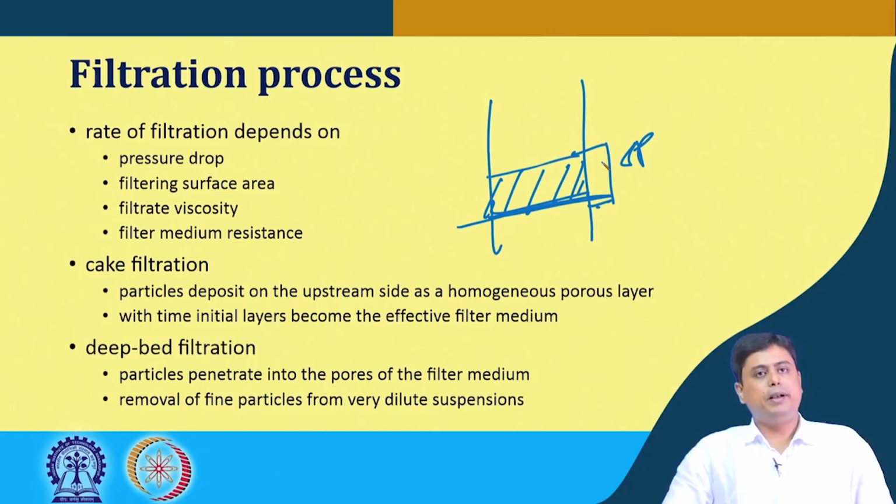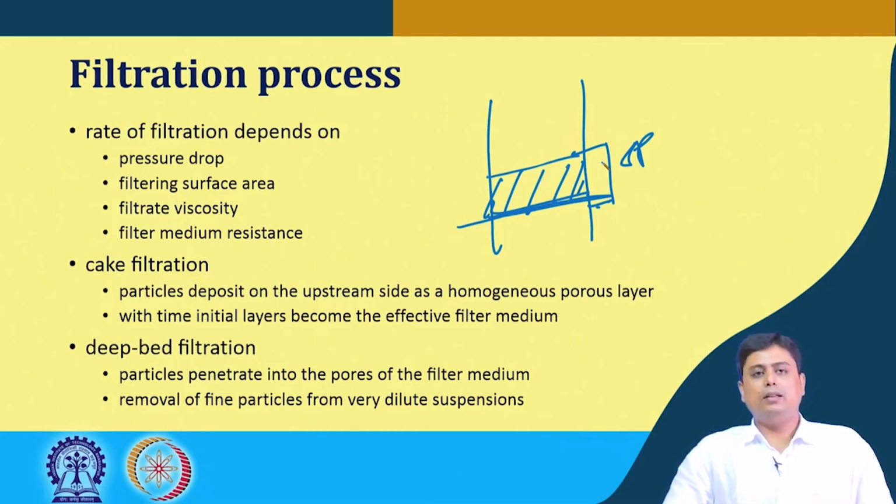It is also dependent on the filtering surface area, the available surface area for the filtration, because see, if this initial deposit thickness increases, for a constant pressure drop it would require a much larger surface area or much larger void space to have the same flow rate, which means if that is not available, then the filtration rate goes down.